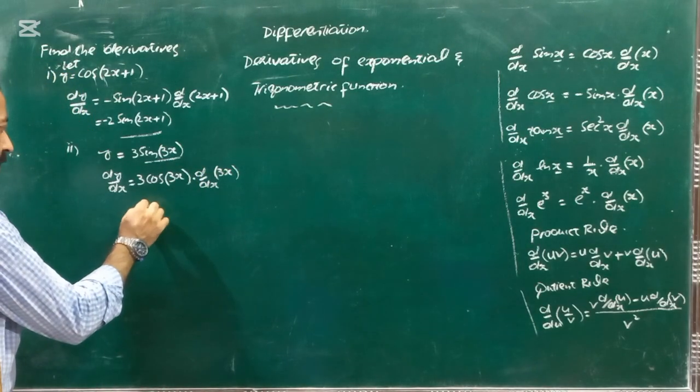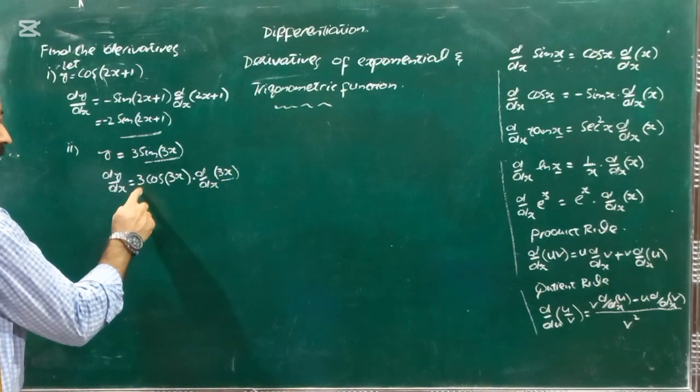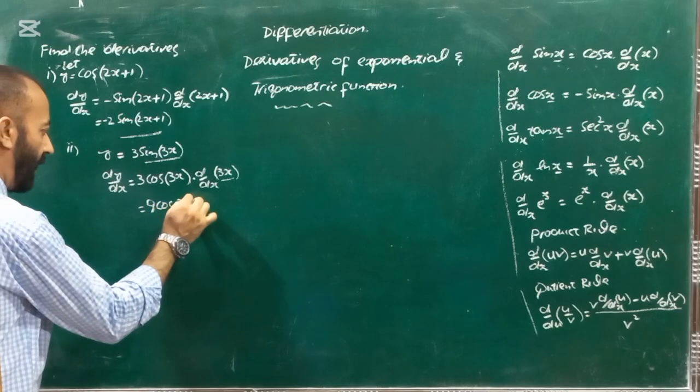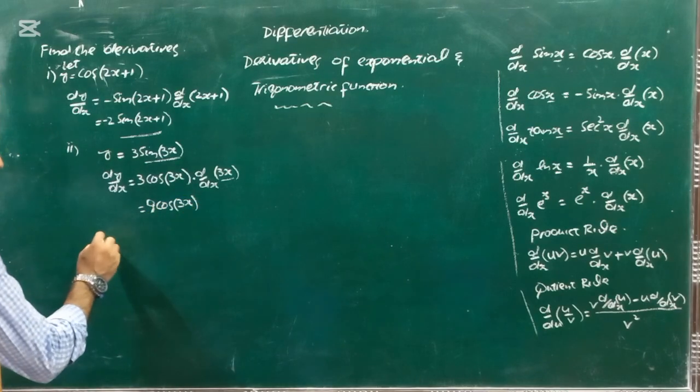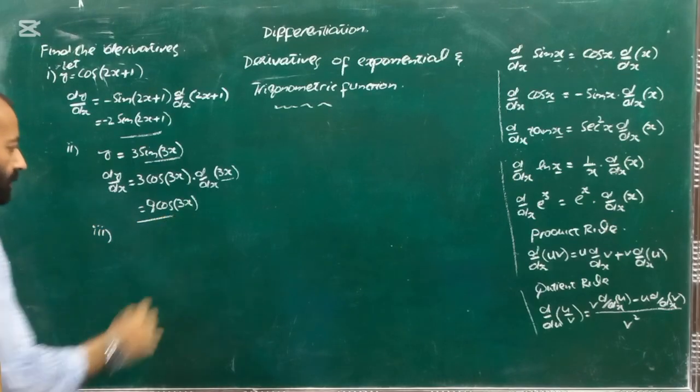So now we will solve it. The differential of 3x is 3. So that 3 will be multiplied by this one. So 9 cos 3x is the answer. And other part is here.